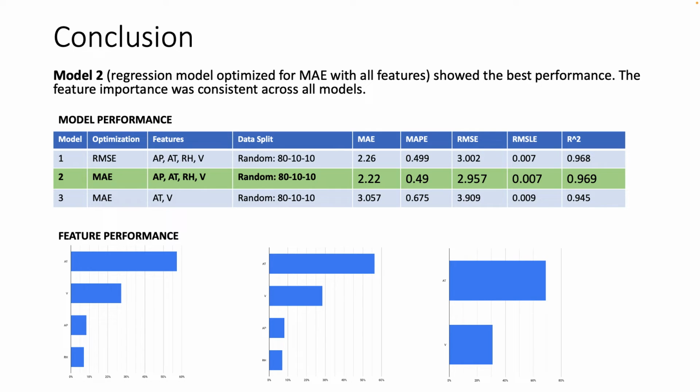Now, in conclusion, the model that showed the best performance was Model 2, which used the regression model optimized for MAE. Notice the performance of the models in the table. The model in the middle showed the best performance in all features. The MAE score is 2.22, which is the lowest of the 3 models. MAPE is also the lowest, even RMSE is lowest, and the R squared was highest in Model 2, which is 0.969. So across the board, Model 2 was the most effective.